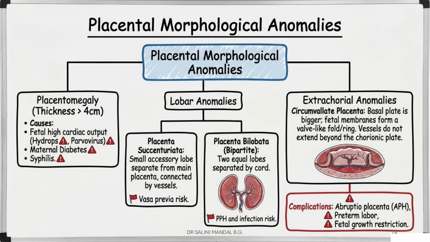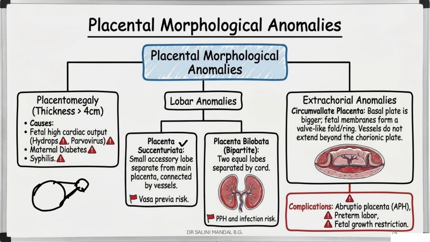Now, apart from that, we can have lobar defects. Nearly 15 to 20 lobes are present in placenta, right? But if at all there is a placenta succenturiata, that means that some small accessory lobe is separate from the main lobe. I'll just show you. See, this is a particular lobe and one more lobe is present. A small accessory lobe will be present and it is separate from the main placenta and it is connected by vessels. That is what we call placenta succenturiata. So this is having a risk of vasa previa.